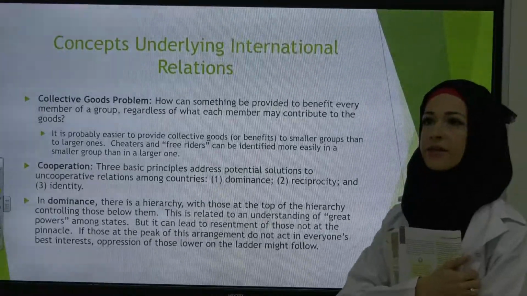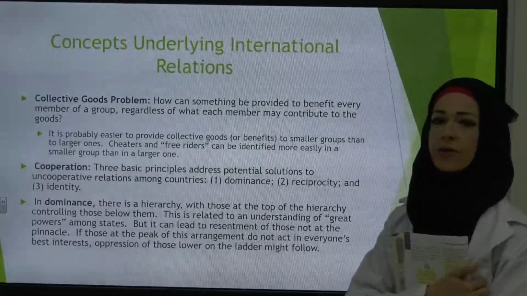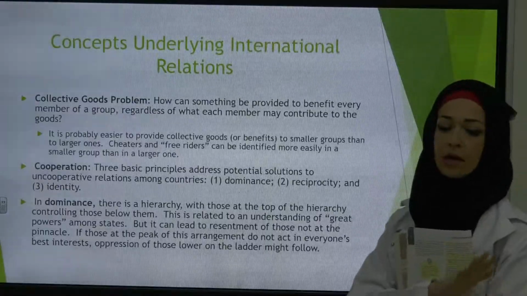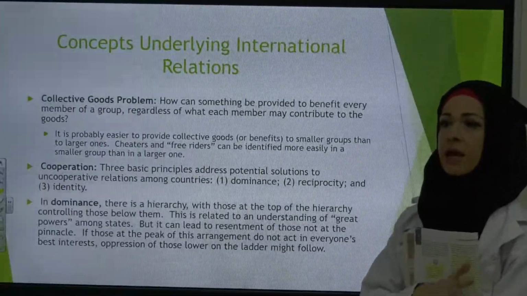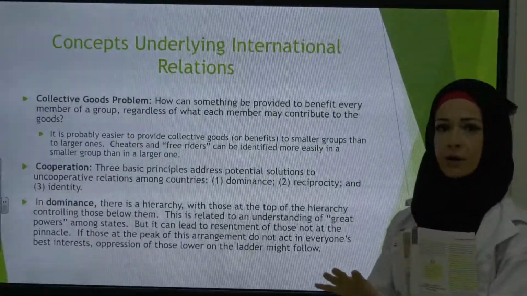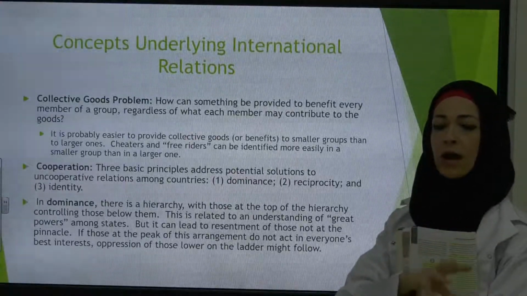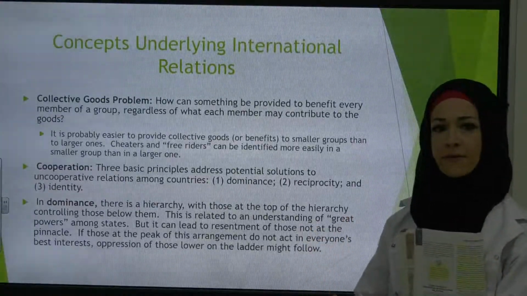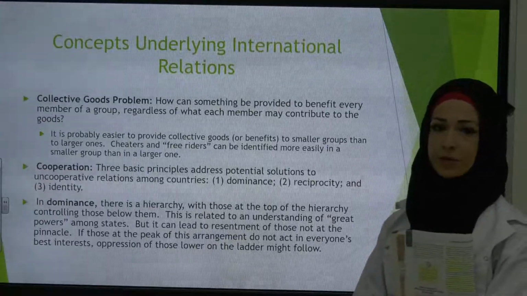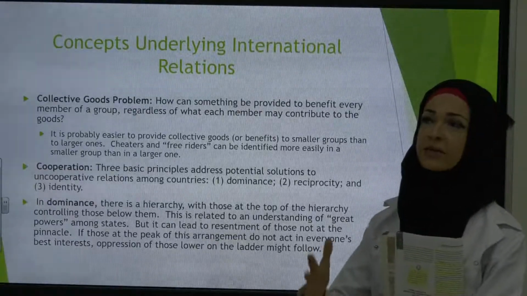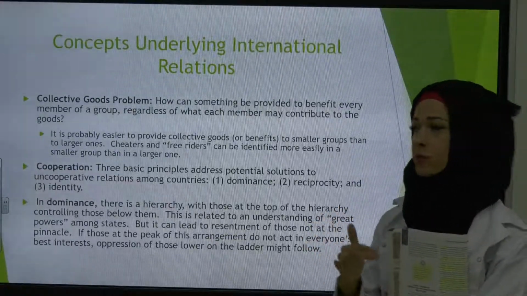Now, this is a common problem even within a common state system, and that you have a dominant hierarchy where there are people who have overwhelming influence over the different tiers of a society. And this can also happen internationally between states.